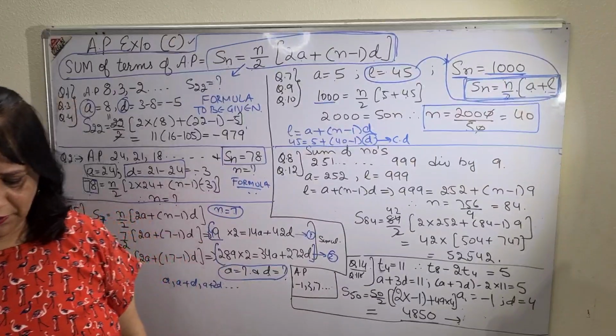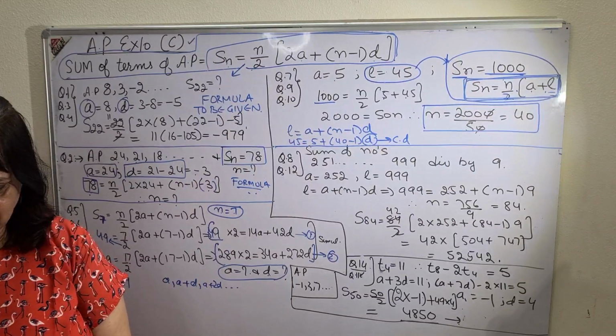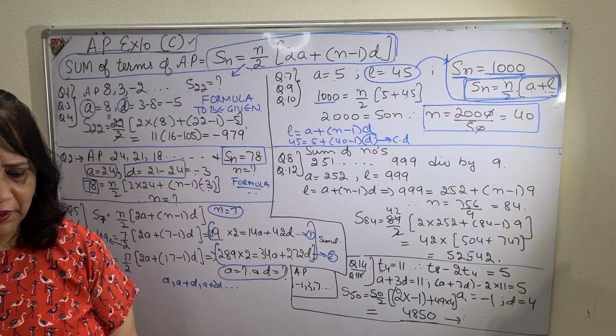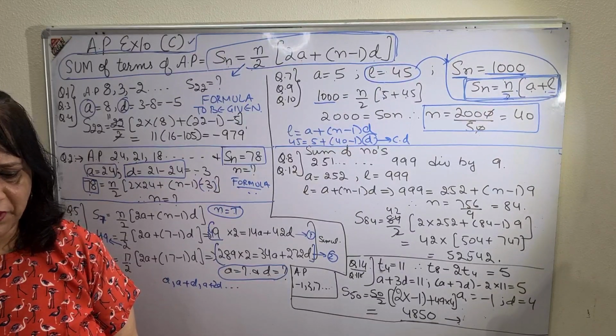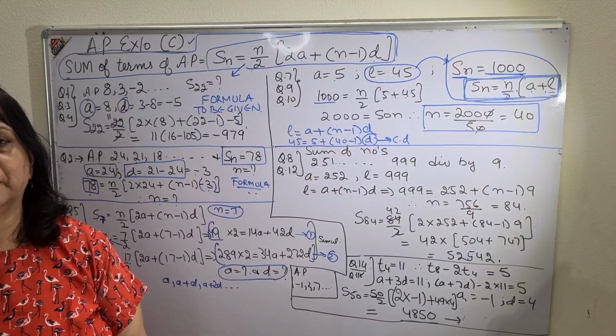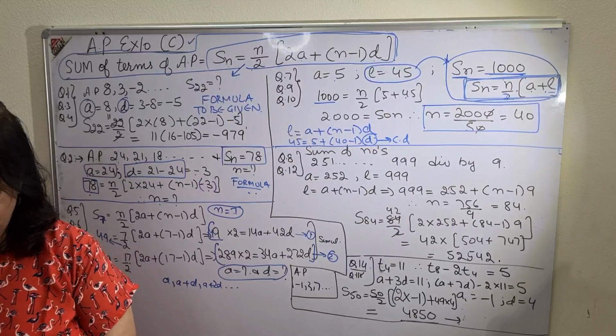Then come to question number 8 and 12th. Both are same. The 8th sum is: find the sum of all natural numbers between 250 and 1000. And the 12th is: find the sum of all multiples of 7 lying between 300 and 700. Same way, same method. One is divisible by 7, one is divisible by 9. So I'll do the first one, that is the 8th sum.